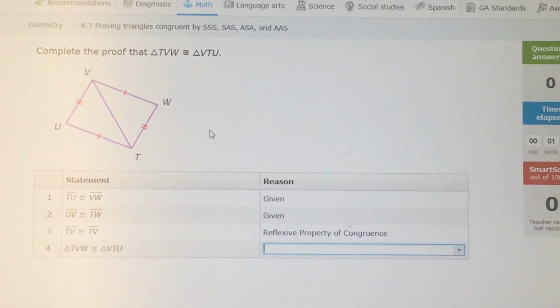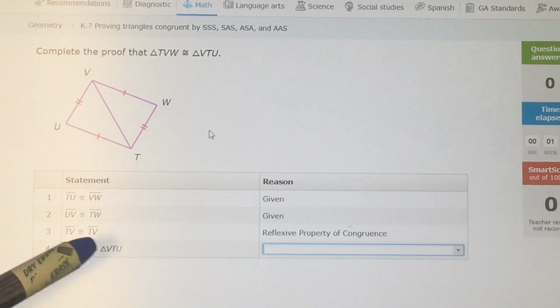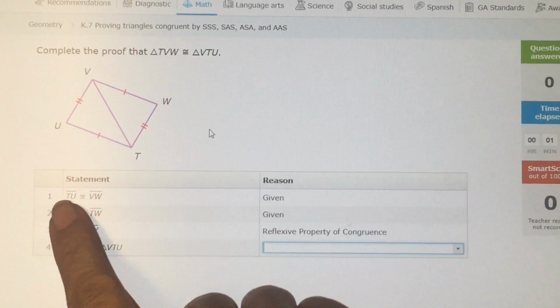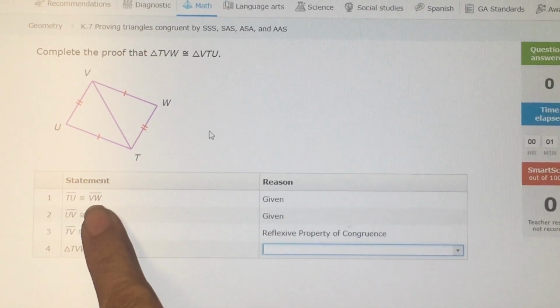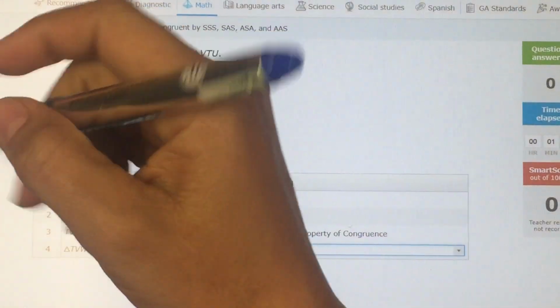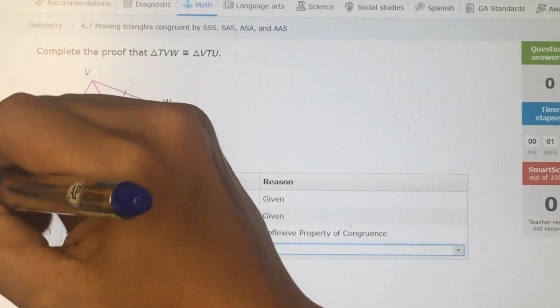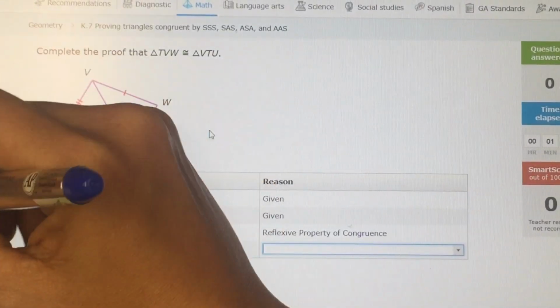Okay, so with proofs, there's no way that you do this without reading and marking. This is kind of cool because I've actually done it for you in this one. They're telling you TU is congruent to VW. So go ahead and mark that. Those are sides. So anytime you see this, that's a side. If you see this, that's an angle.